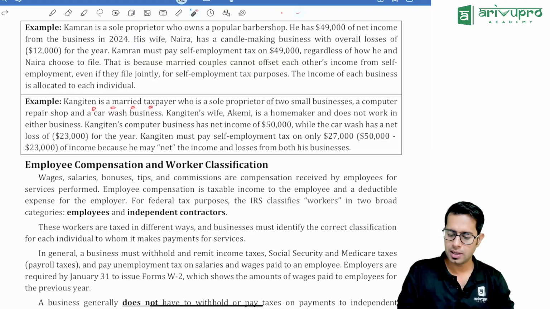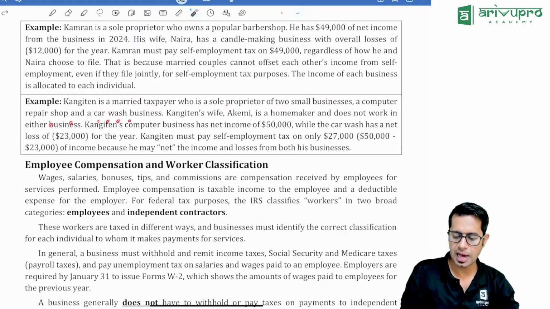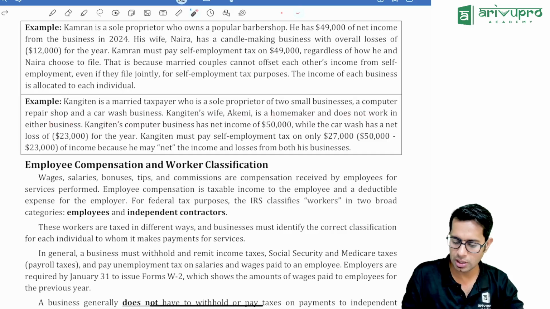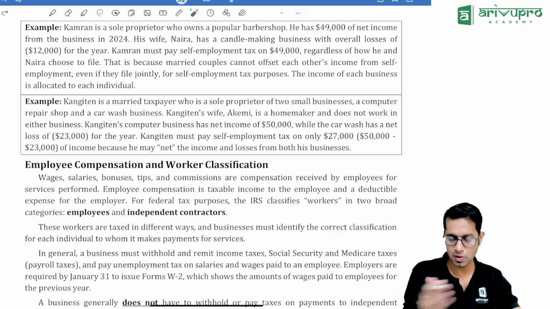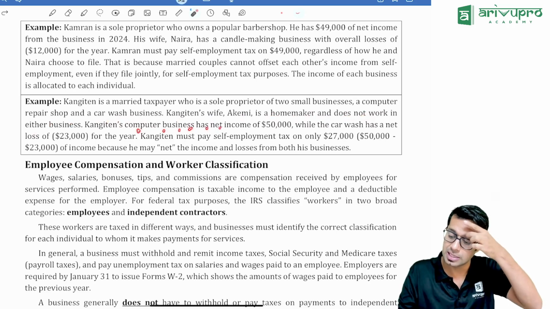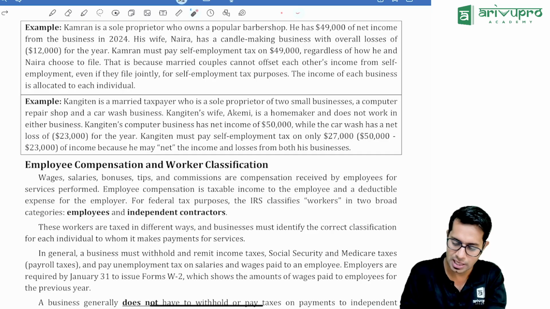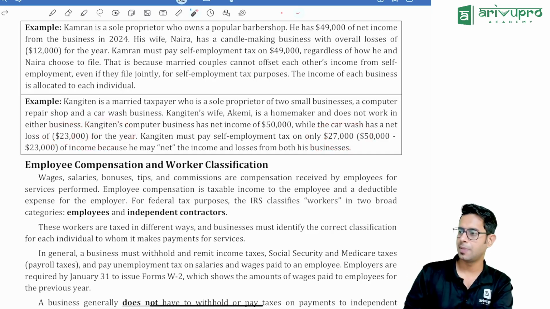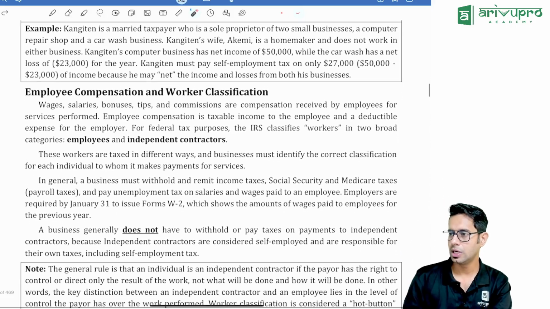K is a married taxpayer who is a sole proprietor of two small businesses, a computer shop and a car wash business. K's wife A is a homemaker and does not work in any of these businesses. K's computer business has a net income of $50,000 and the car wash has a loss of $23,000. Now, can he do the offset? Yes, he can do the offset and pay tax only on $27,000.